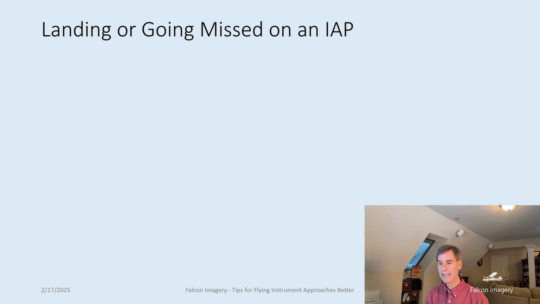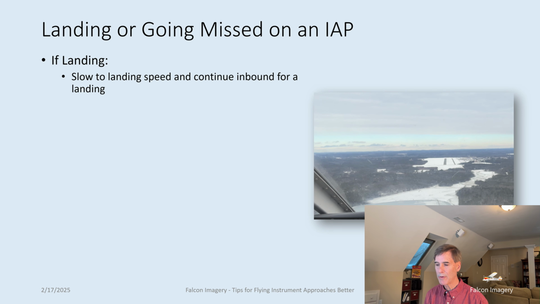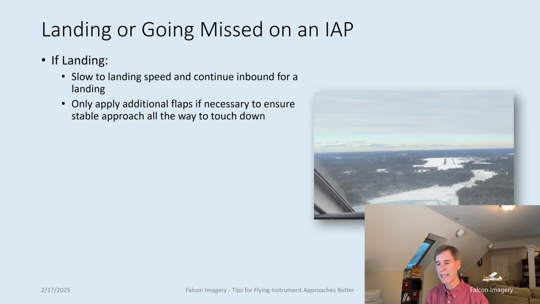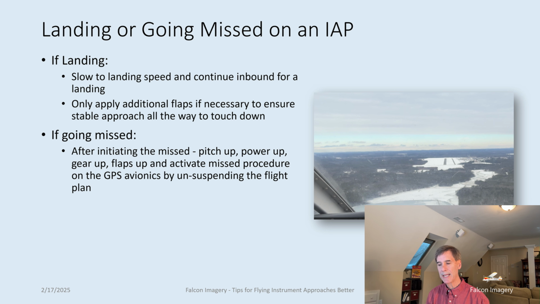If you plan to land or if you plan to go missed, what do you want to do next? Well, if you're landing, slow to landing speed and continue inbound for landing. Only apply additional flaps if necessary to ensure a stable approach all the way to touchdown. If going missed, after initiating the missed, pitch up, power up, gear up, flaps up, and activate the missed procedure on the GPS avionics by unsuspending the flight plan.